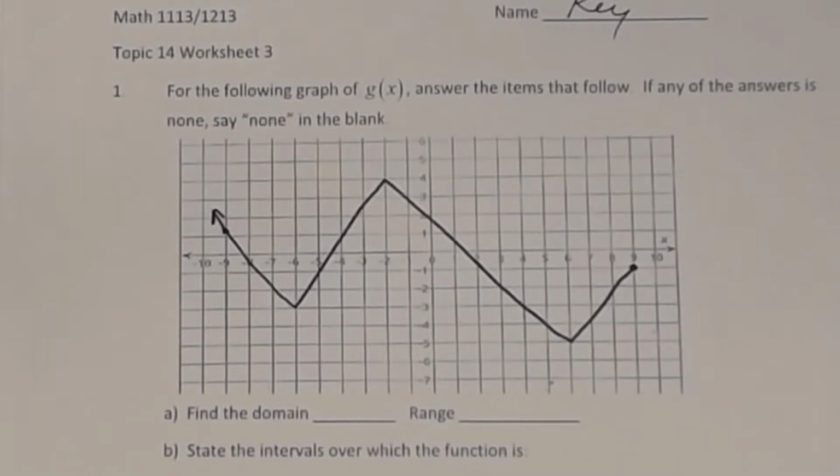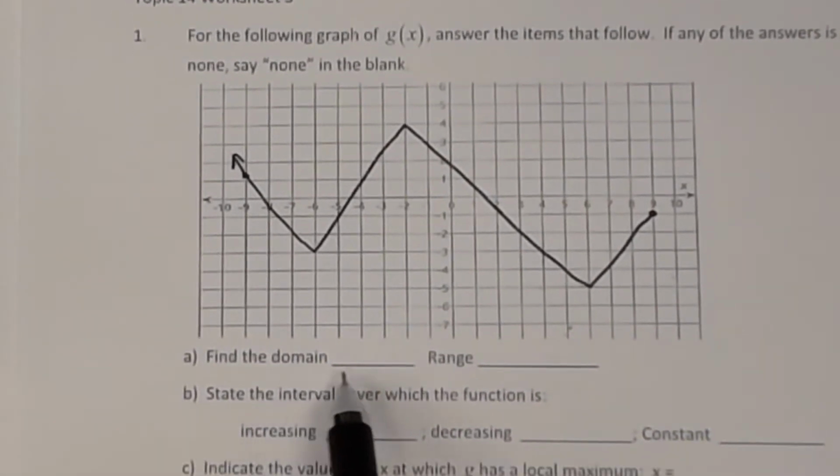This is the key to topic 14, worksheet 3. And number 1, it says, for the following graph of g of x, answer the items that follow. If any of the answers is none, just say none in the blank. Okay, so notice in part A, you want to find the domain and range.